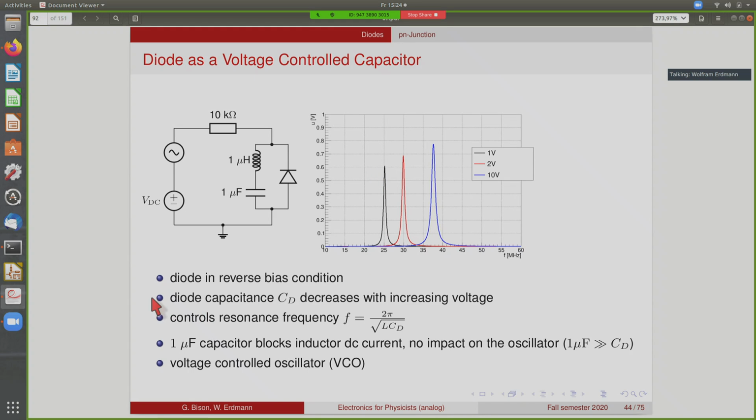So the resonance frequency is 1 divided by 2 pi square root of L times C, and the diode capacitance decreases with increasing reverse voltage. So with 1 volt we have the largest capacitance, and then if you go to minus 10 volt, we get a smaller capacitance, and hence the resonance frequency goes up. And a device of this type is called a voltage-controlled oscillator. This is a building block that is used in many circuits where you need to control a frequency by applying an external voltage.